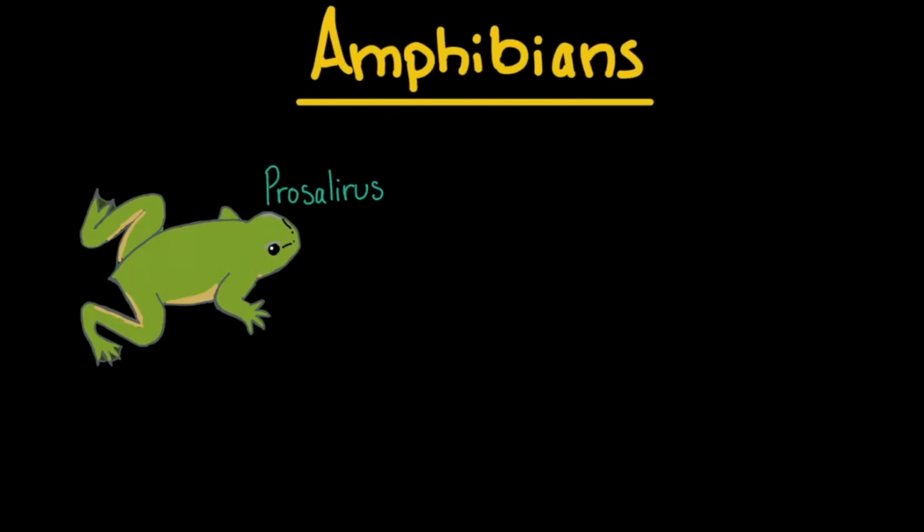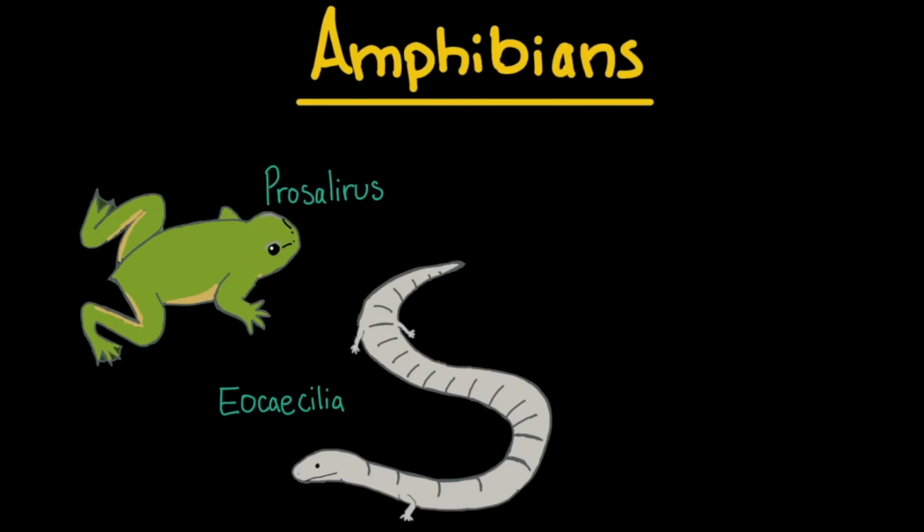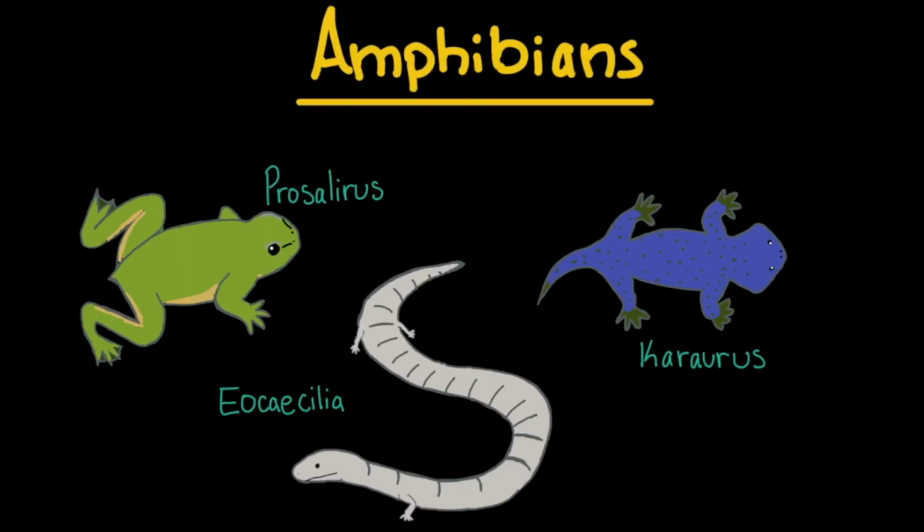Prosalirus was an amphibian that had the earliest evidence of jumping adaptation in frogs. Eocaecilia is the earliest known caecilian. Karaurus is one of the earliest salamanders.